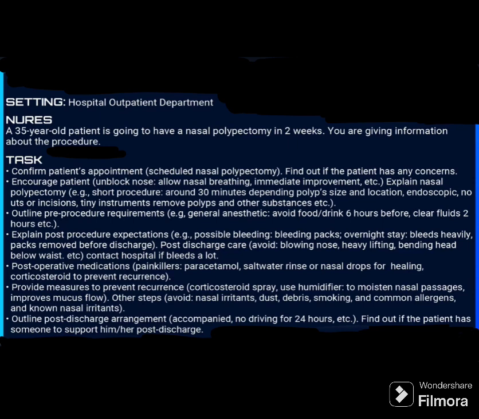Explain nasal polypectomy. The other information, in addition, is that it is a short procedure of around 30 minutes, depending upon the polyp size and location. We will use the endoscopic machine, so there are no cuts or incisions. There will be only tiny instruments. We will use them to remove the polyps and other substances if present. So are you getting my point? Like that, in a simple way you can talk.